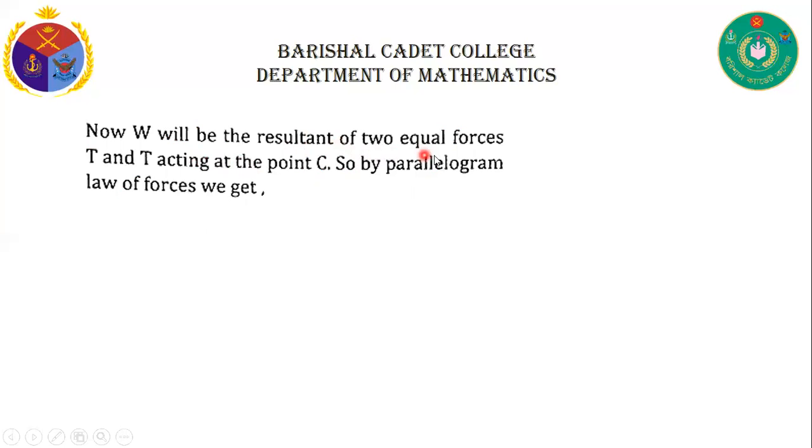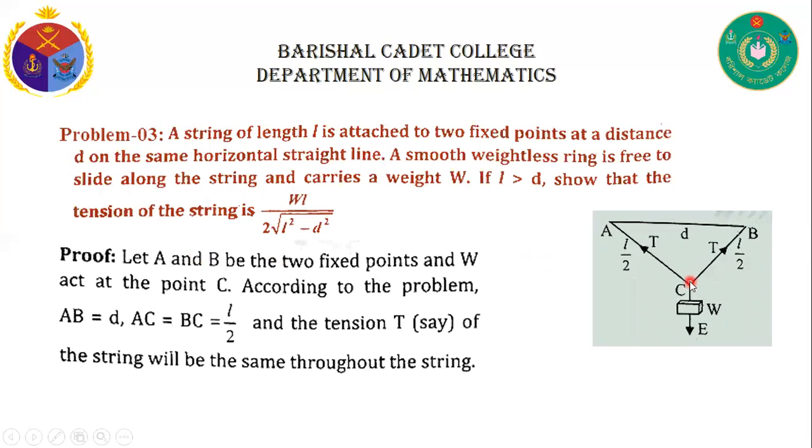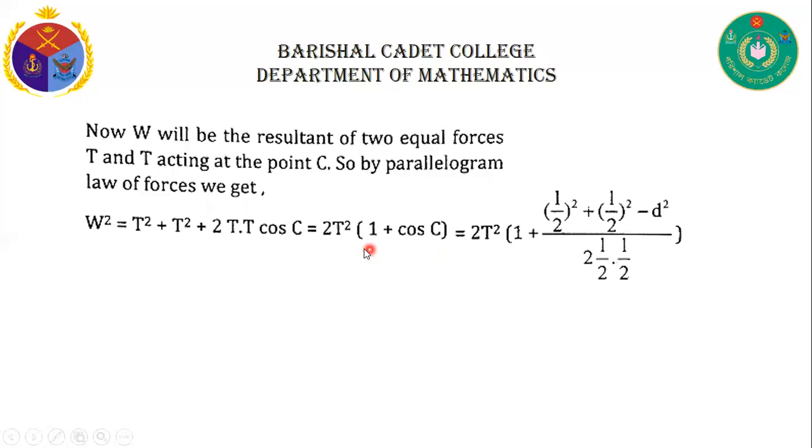So now 2 equal forces T and T are acting at the point C. By the parallelogram law of forces, we can write W square equal to T square plus T square plus 2T square cos C. Here it is cos C, the angle between these two forces, A angle, B angle, and here C angle. So now we can write 2T square into 1 plus cos C.